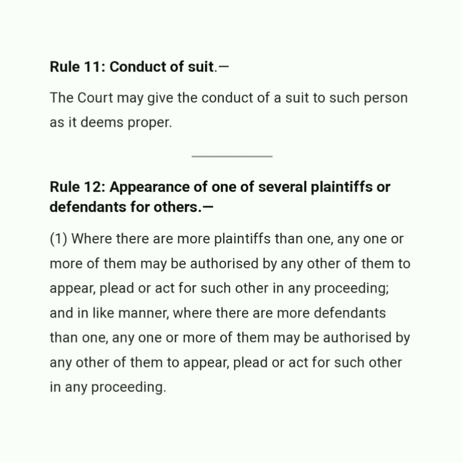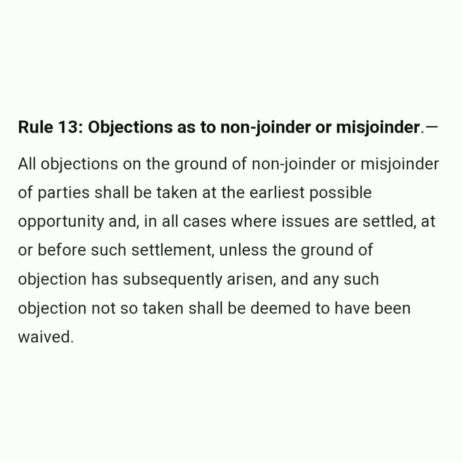It means that if there is more than one plaintiff, then all the plaintiffs can authorize one or more plaintiffs to appear and plead. Likewise with defendants, if there are more than one, then all the defendants can authorize one or more defendants to appear and plead. The authority should be in writing and also needs the signatures of the parties. Rule 13. Objections as to non-joinder or misjoinder.